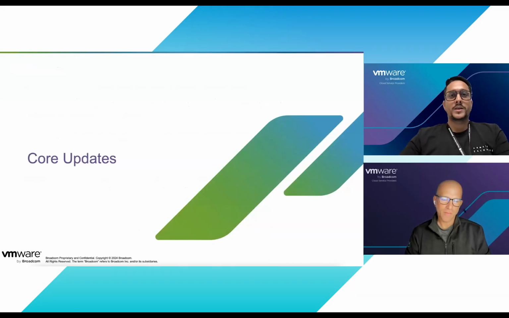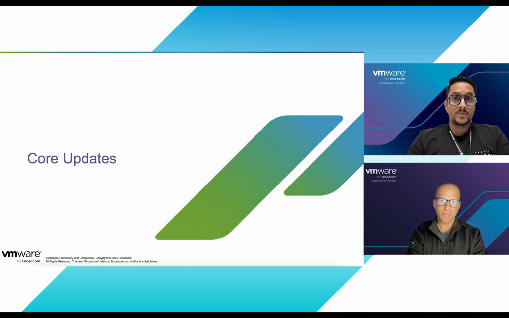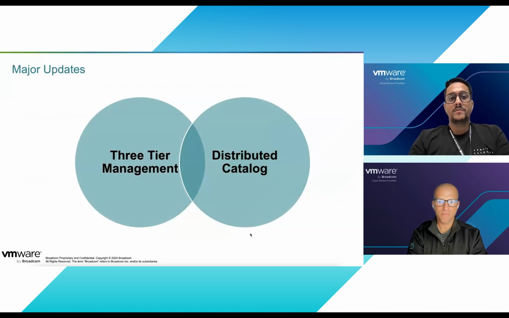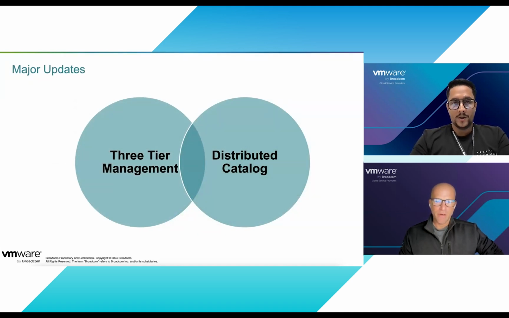From an updates perspective, since this is a major release, we have quite a few major features released, and some of the existing features have been enhanced. I have divided the feature releases into two categories. One is the core updates, and the other one is the networking updates. From a core updates perspective, the major updates are the 3-tier management and the distributed catalog.